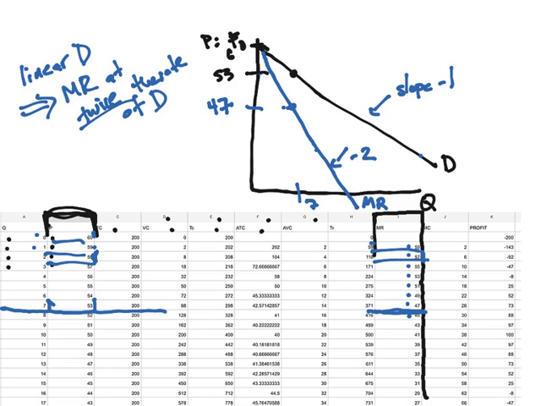So let's put all these costs and demand and marginal revenue curves together in our next video so we could see what it looks like to be a profit maximizer in a monopoly.